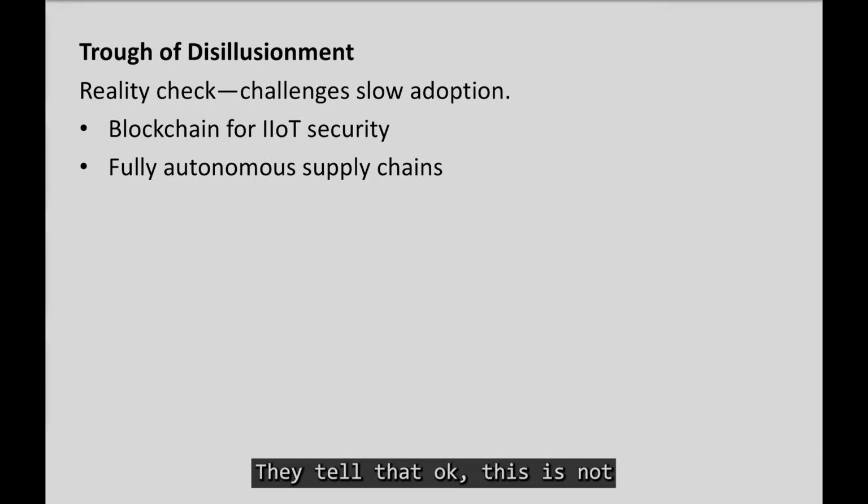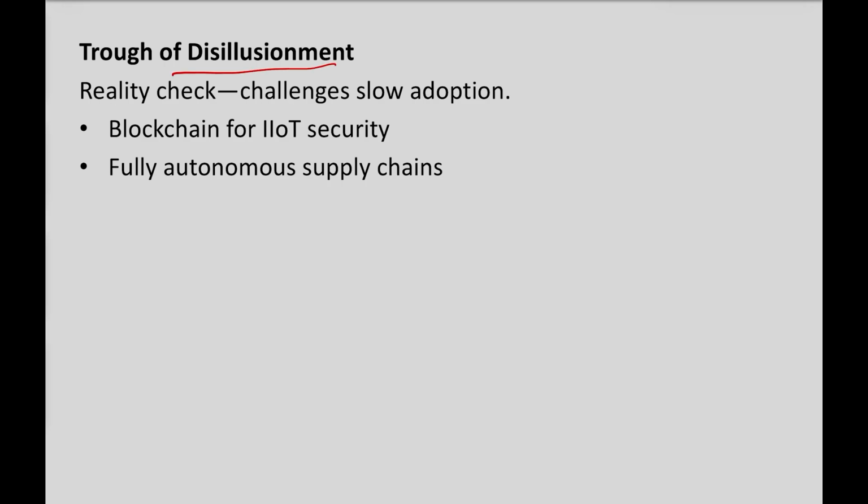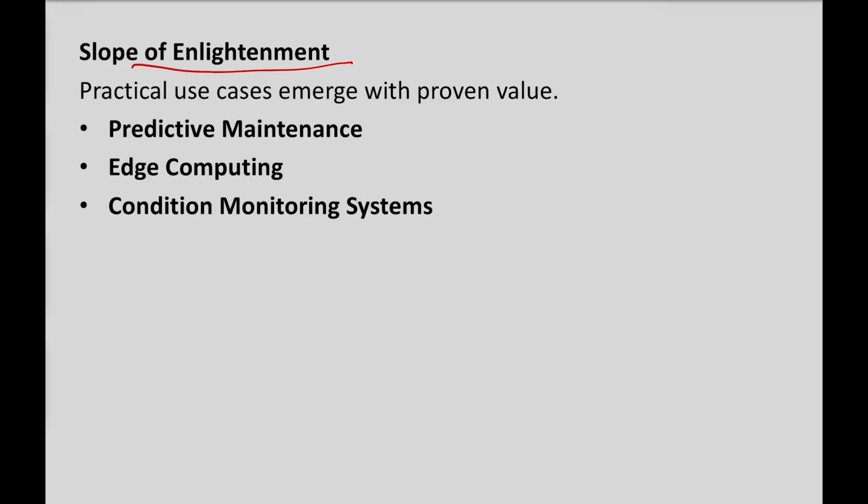Okay, they tell that this is not that much of importance, or it doesn't deliver that much expectation as we have kept on the technology. This is the trough of disillusionment. Okay, the next one is the slope of enlightenment.